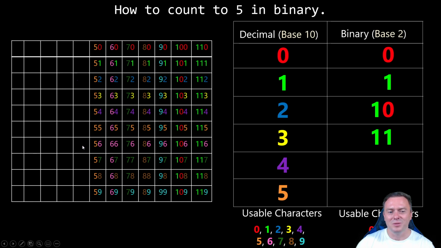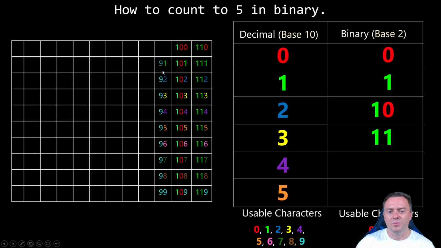We can't use any of the 4s. We can't use any of the 5s. The 6s won't work. The 7s won't work. The 8s won't work. The 9s won't work. So 90 all the way down, 97, 98, 99. But then we can use this one because this has legal characters. It can use a 0 and a 1. So we can use 100. Which basically means that we have one lot of 4, no lots of 2, no lots of 1.